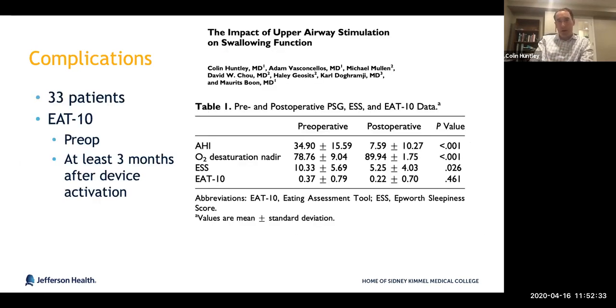This was a paper we put out a couple of years ago, where we included 33 patients, and they underwent an EAT-10 questionnaire pre-op and then at least 3 months after their activation, so 4 months post-op, because that activation visit is at 1 month post-op. And there was no difference in the EAT-10. So repetitive stimulation of the tongue does not cause dysphagia, or is unlikely to cause dysphagia.